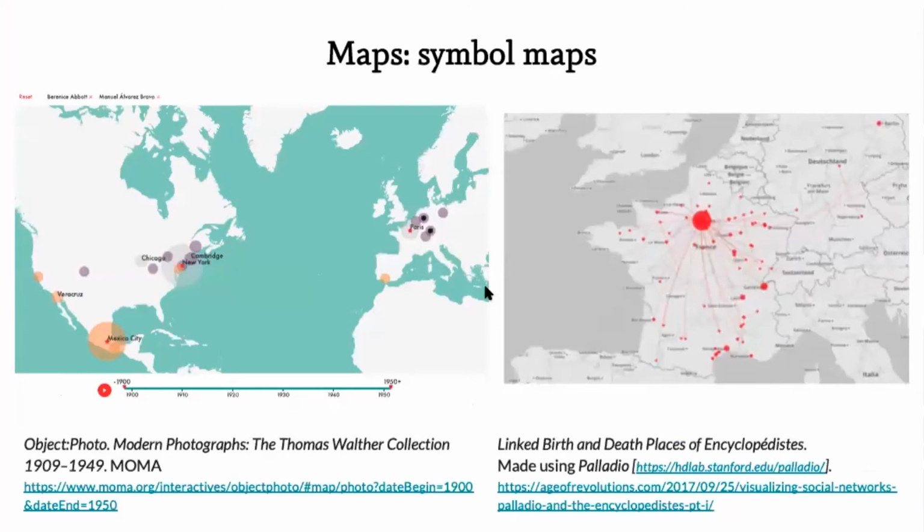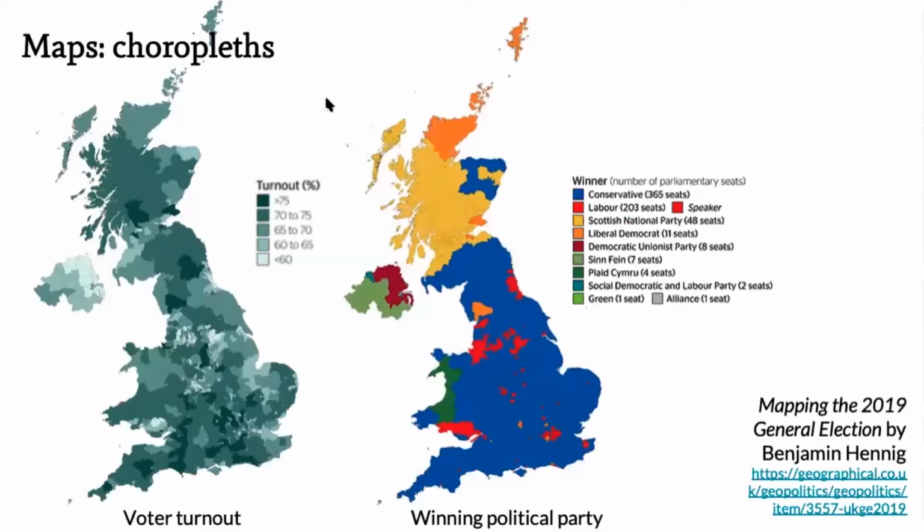We also have maps. So these are symbol maps where we can show data on a map using dots, using the size of dots to encode quantities, or also to see links. We can create a type of data map called a choropleth, where you encode information using the color of areas of your map.